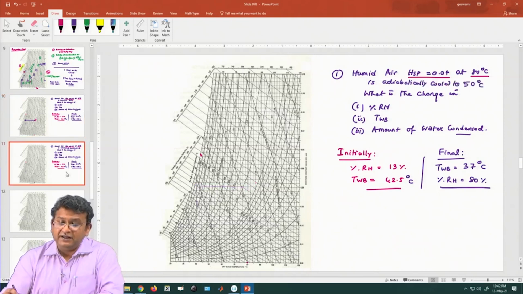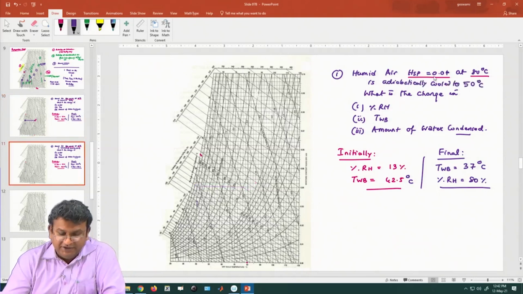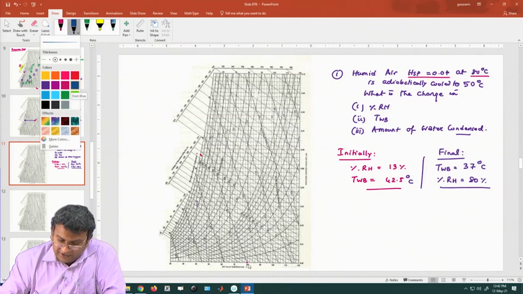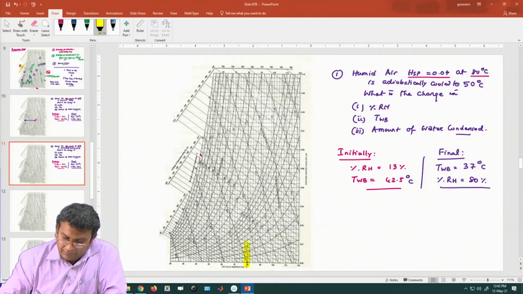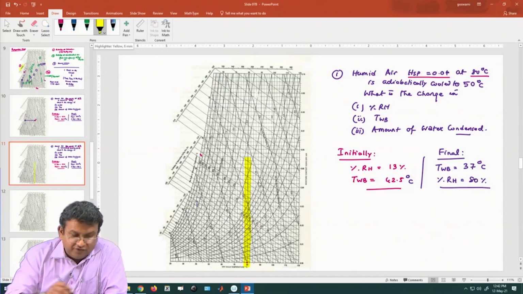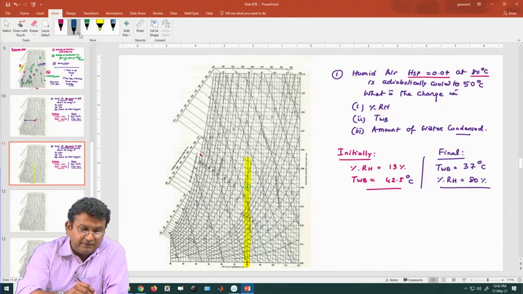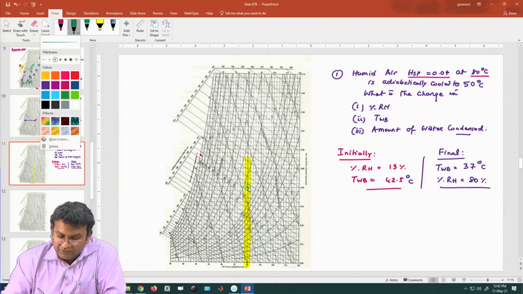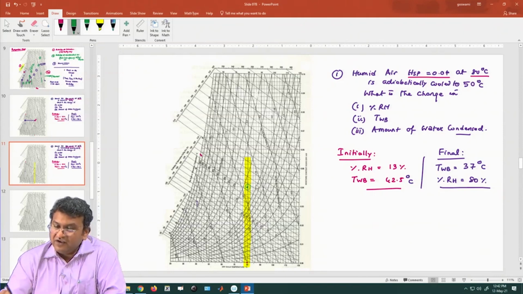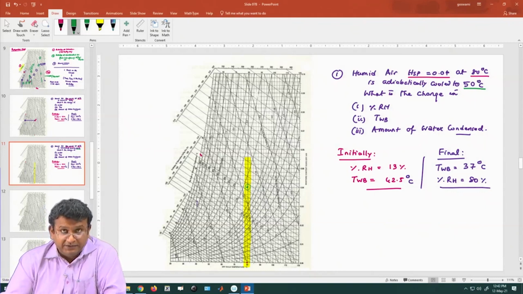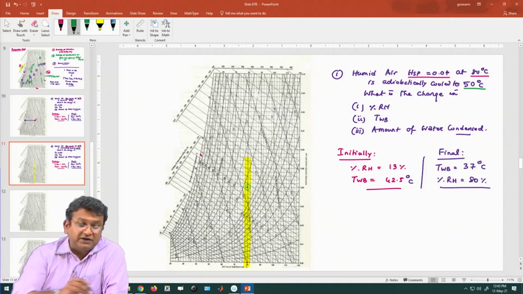Here, what we are mentioning is air with, let us say, the same initial condition. So, let us try to locate the point first. This is the point: 80 degree centigrade and 0.04. So, it is adiabatically cooled to 50 degree centigrade. Now, what exactly does adiabatic cooling mean? The problem is the same as before: what is the change in the percent relative humidity, the wet bulb temperature and the amount of water condensed.